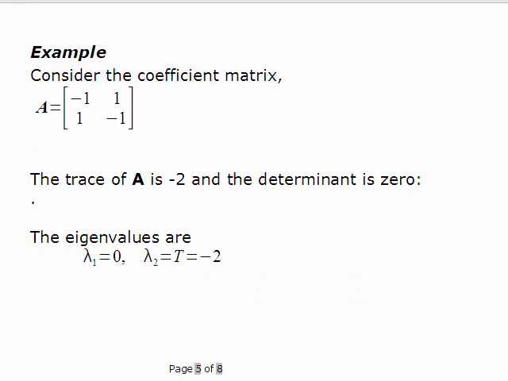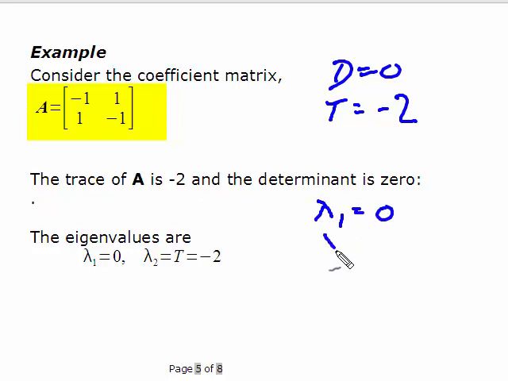So let's look at an example. We'll take this coefficient matrix here, minus 1, 1, 1, minus 1, and the determinant of this is 0. So D is 0, and we know that there's going to be one zero eigenvalue. Note that the trace is minus 2, and previously, if you can recall, lambda 1 was 0 and lambda 2 was the trace. So here are the two eigenvalues, we have them immediately, 0 and minus 2.